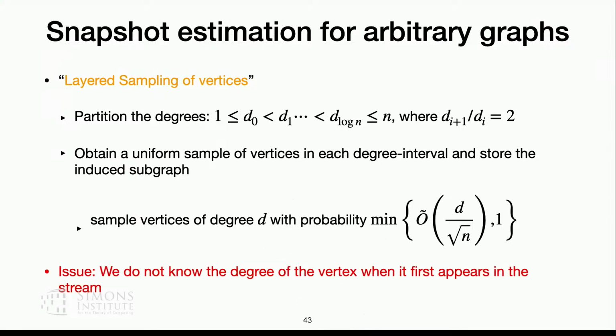But of course, the challenge is that when you see a vertex, you have no idea what the degree of the vertex is. So it's not that I can look at the vertex and say, oh, hey, it belongs to this interval, let me sample it with this probability d over square root of n and place it. So that's the first challenge, that we do not know the degree of the vertex when it first appears. So we do something else.